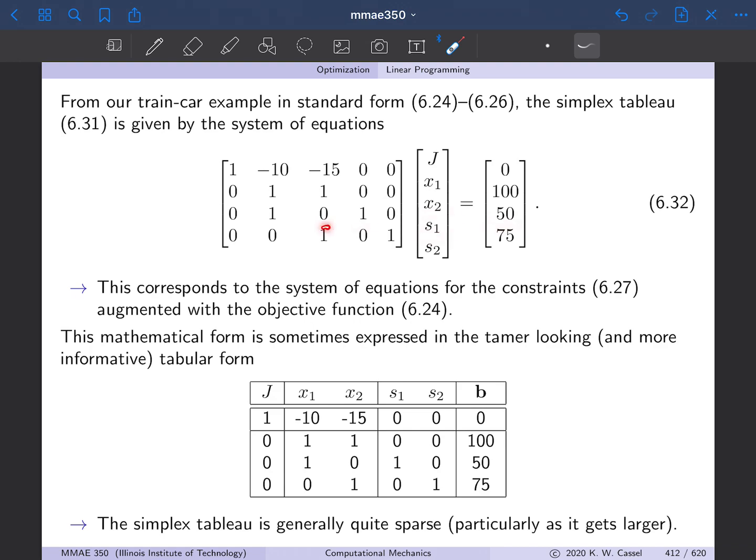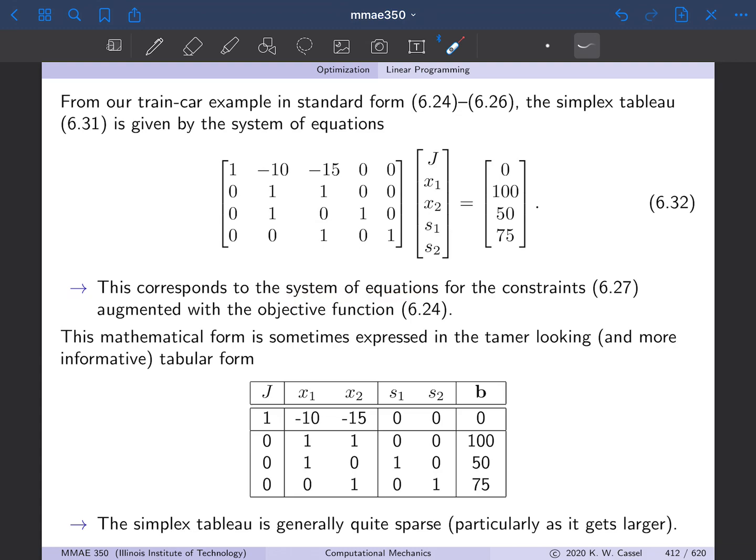Then in the final equation, we have 1 times x2 plus 1 times s2 is equal to 75. Same idea. So x2 has to be less than or equal to 75, and we can turn that into an equality constraint by adding the slack variable that takes up the slack for the second train. All right, so we put together all of the equations required to be satisfied in our simplex tableau for this particular optimization problem. So it's now a system of equations that includes all of those things.